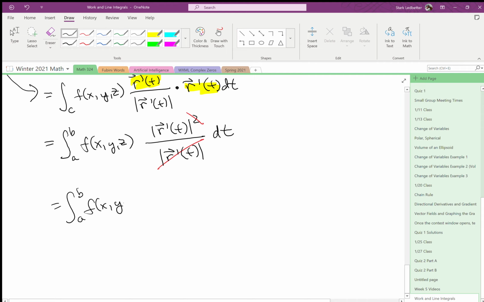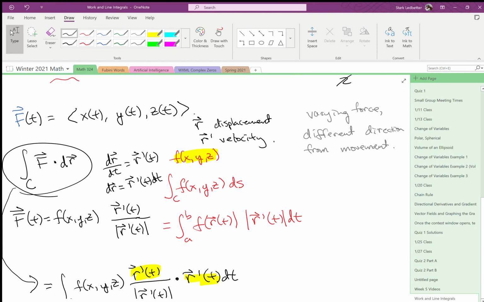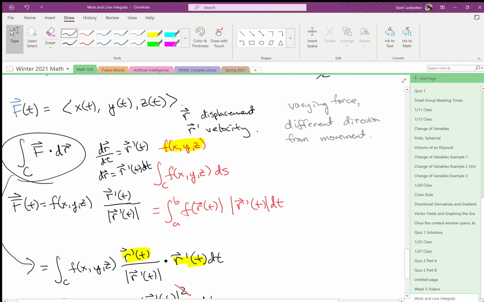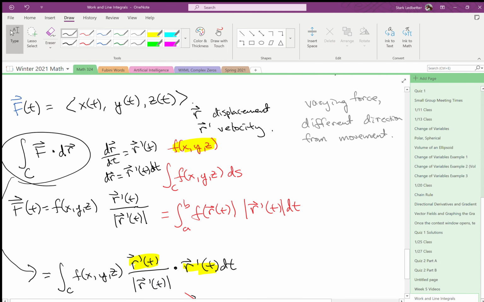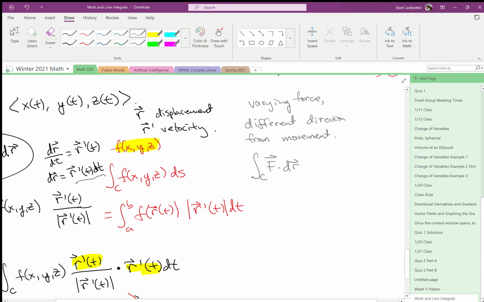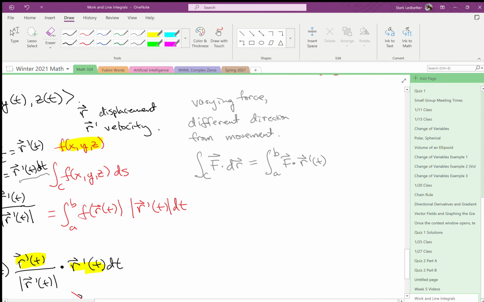So if we're moving in the direction of motion, this is actually consistent with what we had before. But now we can be a little bit more general. So there's the general formula. I'll just write it out once again for clarity. I never actually wrote the full formula. So integral of F dot dr, we're just going to replace the dr with r prime of t dt, so F dot r prime of t dt.